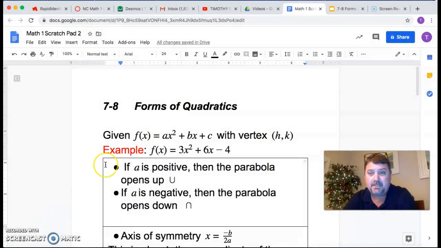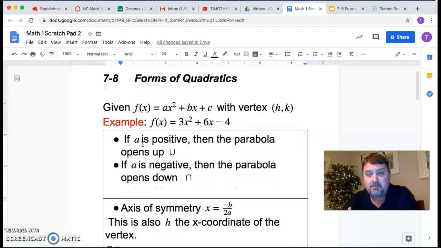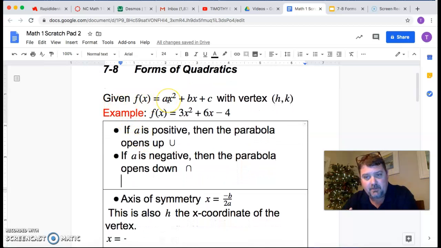All right, if you want to take notes on this, you can, but you've already got this in your 7.1 discuss notes. So we're going to go over everything we talked about in 7.1 one more time here. We've been given a quadratic function. Here's the standard form. Remember, vertex is denoted with the letters h and k. Our example is 3x squared plus 6x minus 4. The value of a is 3, the value of b is 6, the value of c is negative 4.